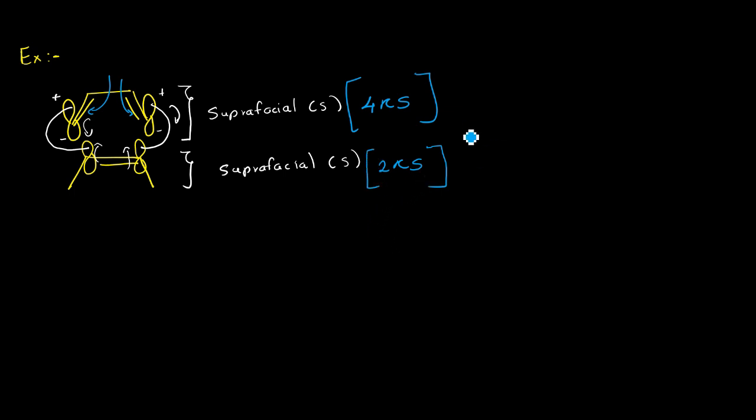Now the important thing to remember, right? This is not the number of pi electrons which are contained in the particular segment. No, it's not the number of pi electrons. It's the number of pi electrons which are involved in the interaction. So let me give a quick example for it. Let's take this scenario.